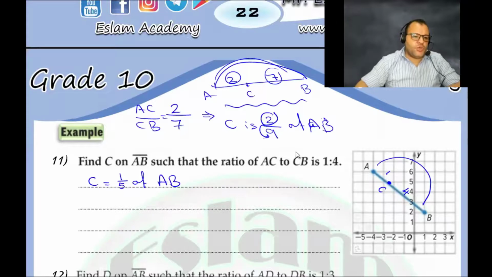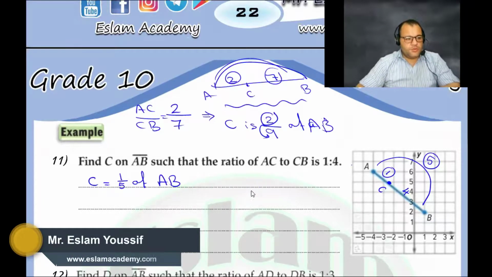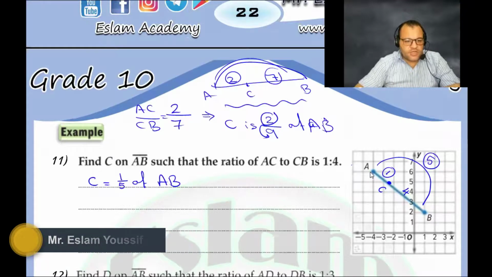Now for this one, it's 1 to 4. It means 1 of 5, 1 out of 5 of AB. Got the idea for this one? 1 of 5. So you need to find AB. So what is the coordinate of the point A?